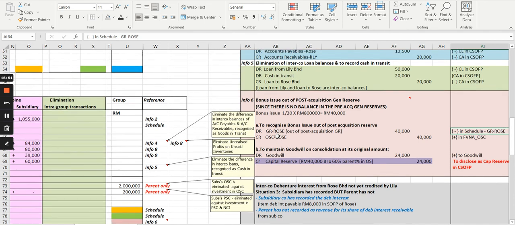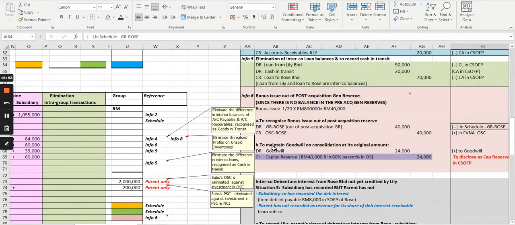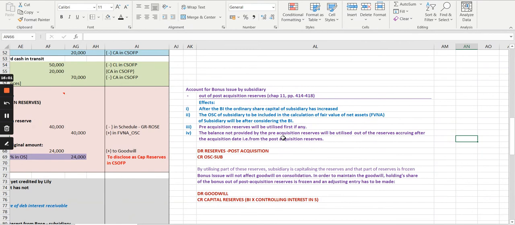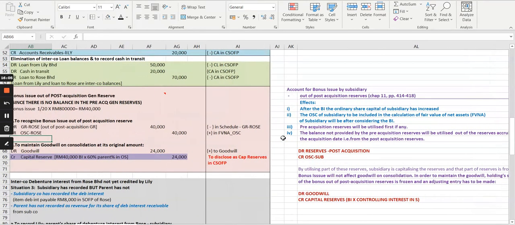So let's look at the working section that affects that. That is the first entry. The second entry for you to pass, because this is the case where the bonus issue is made out of post-acquisition reserve, the effect is that the bonus issue will be increasing the ordinary shares of the subsidiary. So the ordinary shares of the subsidiary that will be included in the calculation of fair value of net assets will be the one after considering the bonus issue.